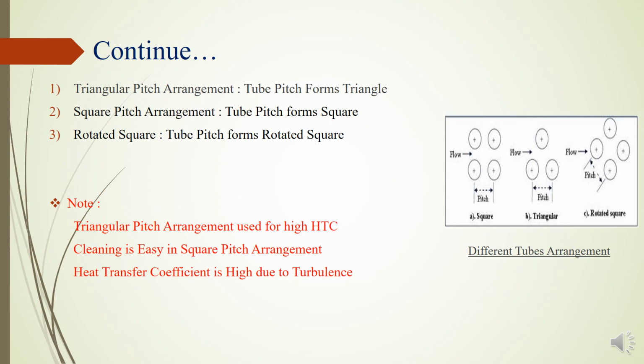Second is square pitch arrangement. Tube pitch forms a square. In this, it is needed for mechanical cleaning. It is used when jet or mechanical cleaning is necessary on the shell side. In that case, a minimum cleaning lane of 1 by 4 inch is provided. The square pitch is generally not used in the fixed header sheet design because cleaning is not feasible. Third is rotated square. In this, tube pitch forms a rotated square in the same way. Next one is rotated triangular pitch. So tube pitch forms a rotated triangle.